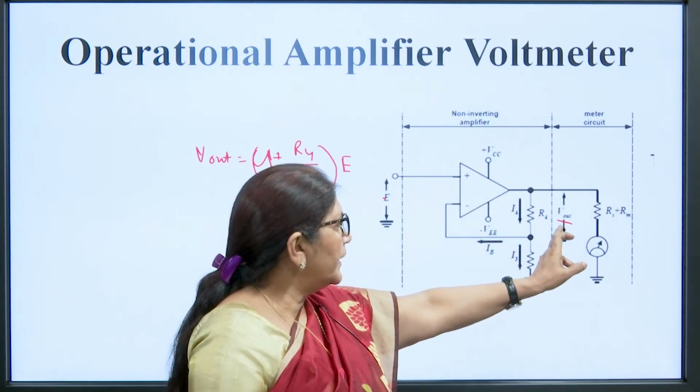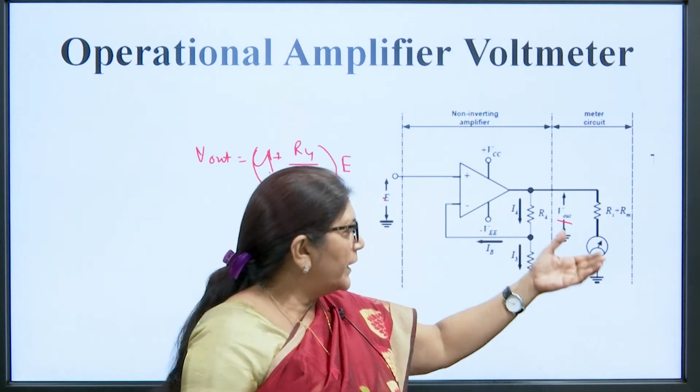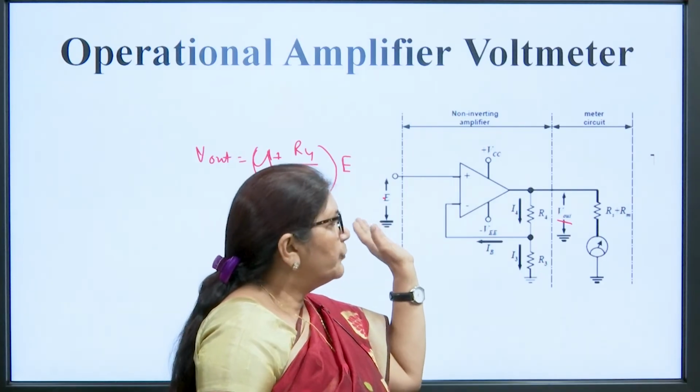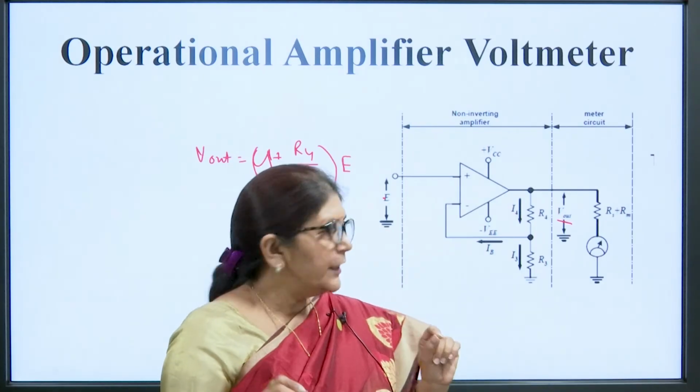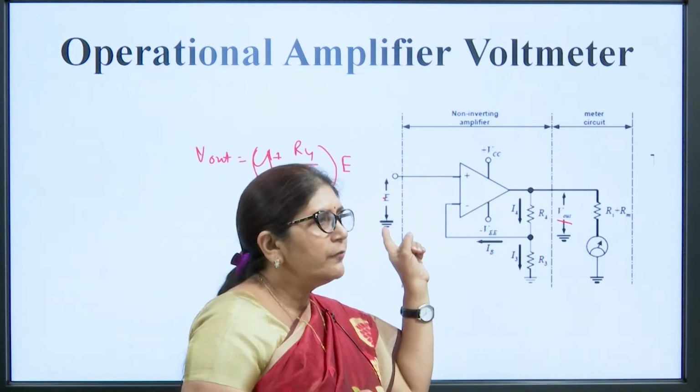So, the meter will deflect according to that value, but since we have amplified the input voltage, we have to calibrate the meter scale in such a way that it represents the value of E only.